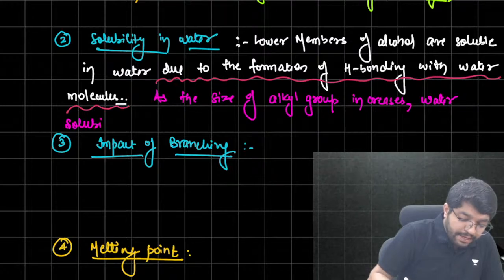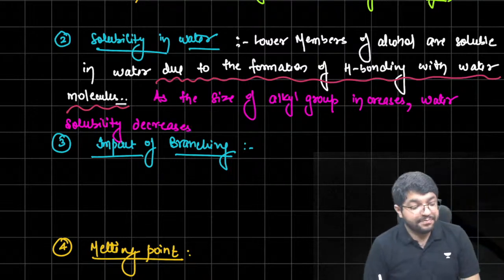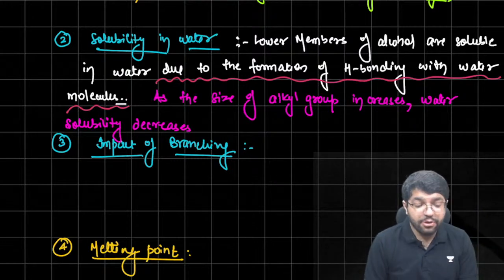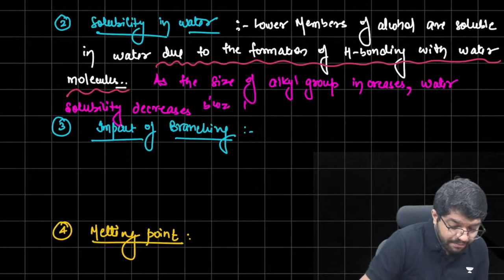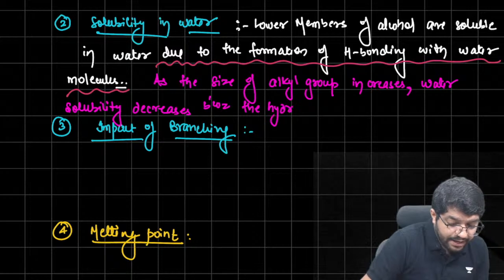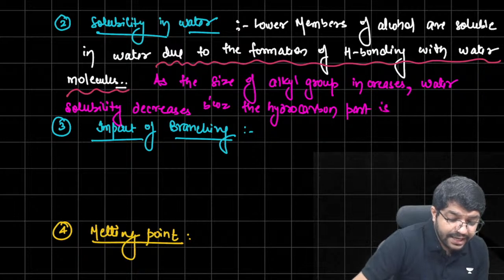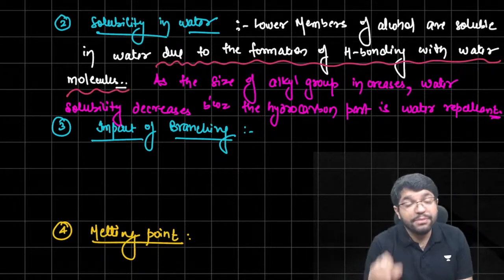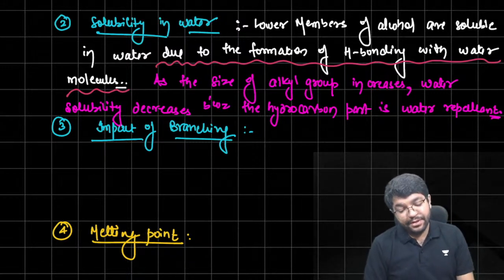Water solubility decreases. And how does it decrease? Water solubility decreases because the hydrocarbon part is water repellent. Very, very important. An extremely important statement: the hydrocarbon part is water repellent.